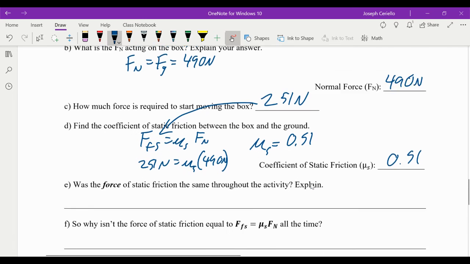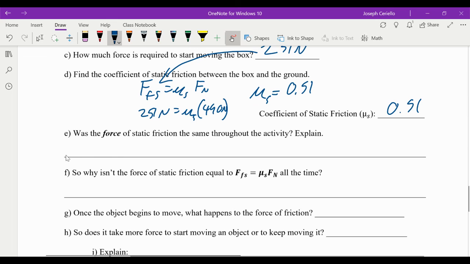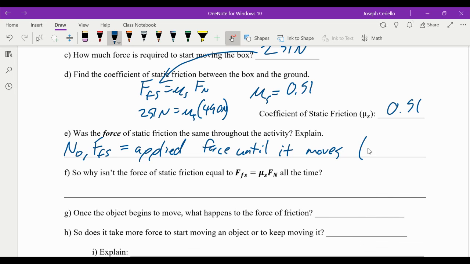Was the force of static friction the same throughout the activity? No. Force of static friction equals applied force until it moves. In this case, that was 251 newtons. That's obviously going to be different for every scenario. So why isn't the force of static friction equal to that number all the time? Well, that's basically explained there.